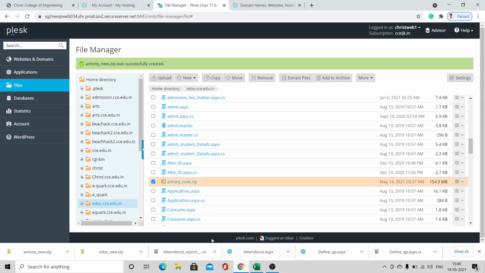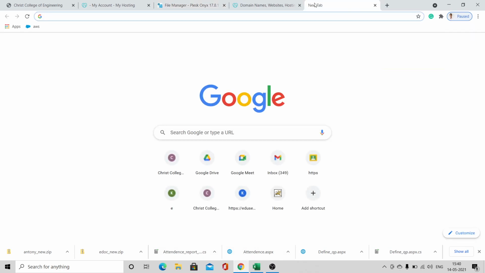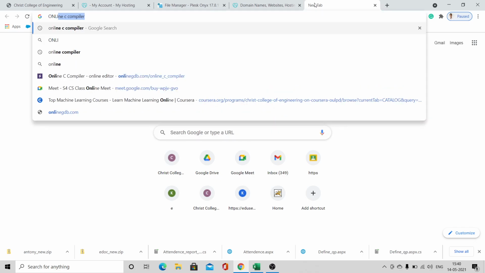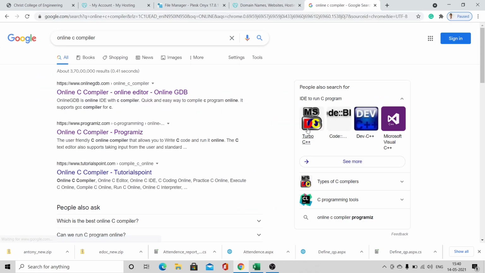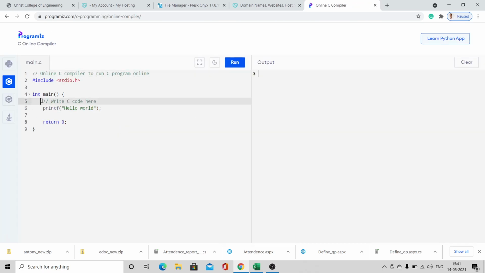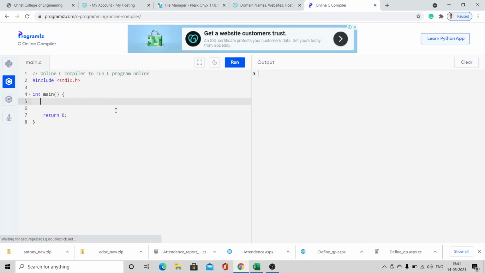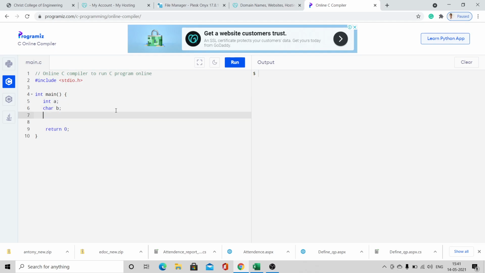So I'll be taking an online compiler. Let it be like this. So this is an online compiler that I'm taking. I'll be using one integer, so I'll be writing int a. I'll be using a character value, so I'm writing char b. Anyway, I need to get a chair number from the user, right?